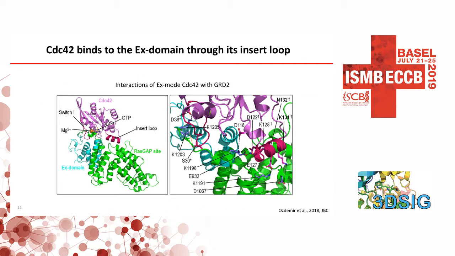Then I closely looked at the binding mechanism between CDC42 and GRD2 from the EX domain, and I saw that the insert loop, the loop specific to the rho GTPases, plays an important role in that binding. So when I closely looked at the salt bridges and hydrogen bonds stable throughout the simulation, I saw that there are lots of stable bonds between the insert loop and GRD2. So I conclude that CDC42 binds to the EX domain of GRD through its insert loop.